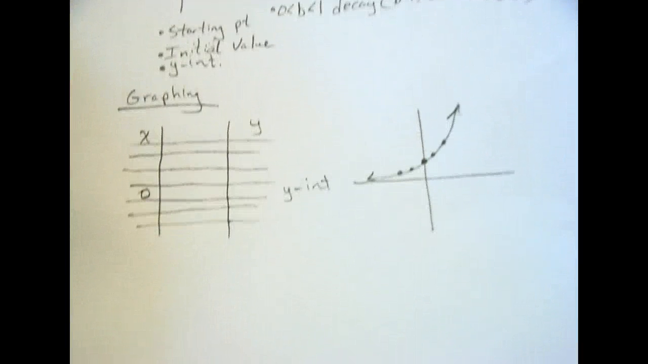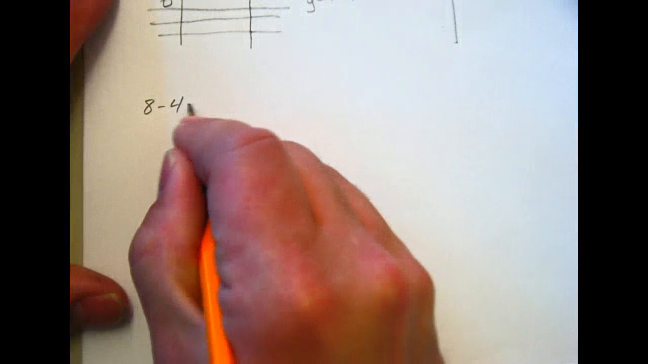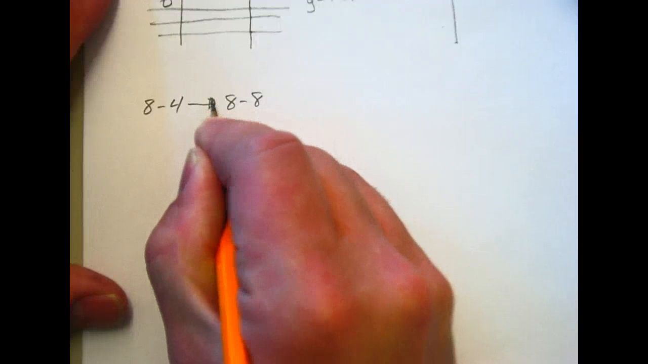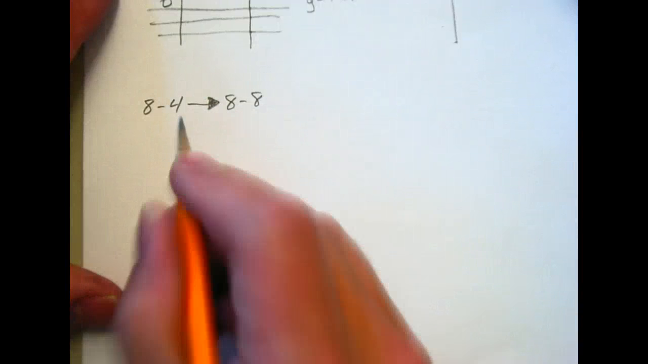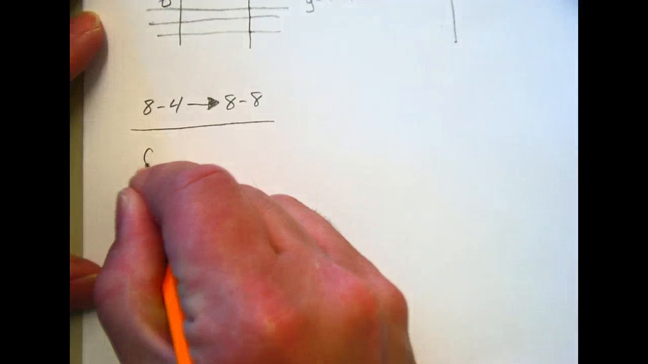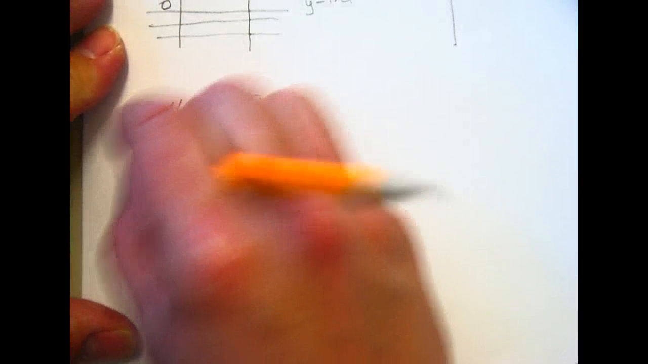Okay? 8.4 through 8.8 was the second part of the chapter. We had properties of exponents, and within there we sprinkled in those scientific notations. So, a few properties of exponents. I'm going to use B as my base.